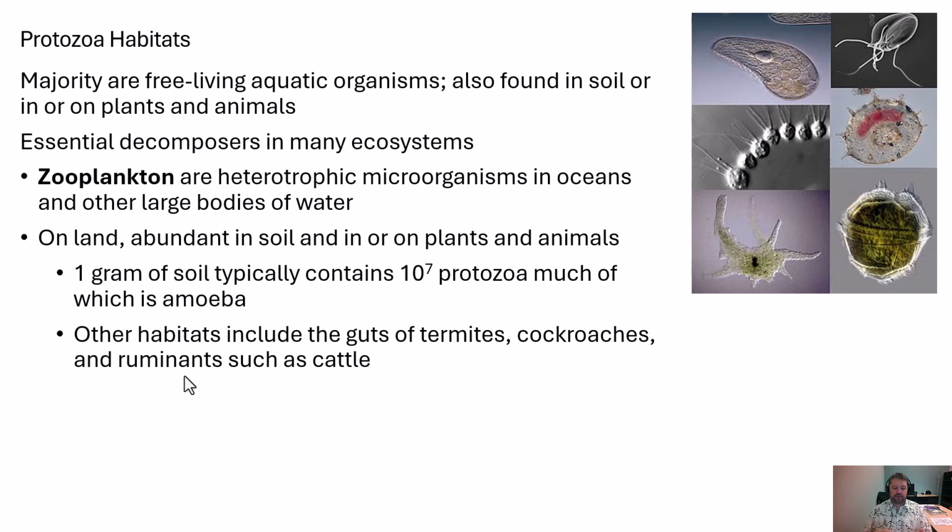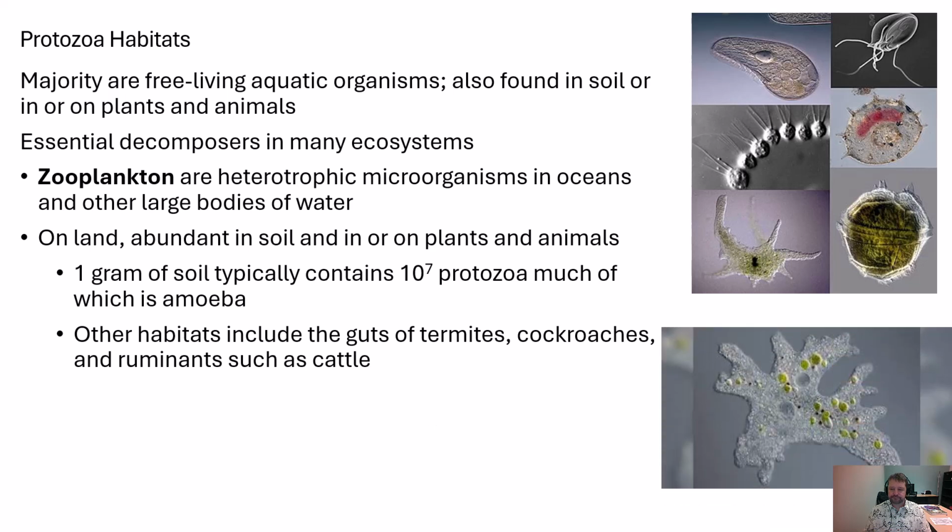Cattle are kind of the same thing, except normally the rumen of the cattle not only has protozoans in it, but it also has bacteria and archaea, and so they have a huge community of microorganisms in their rumen that allows them to break down cellulose products into simple sugars that the cattle can then digest.